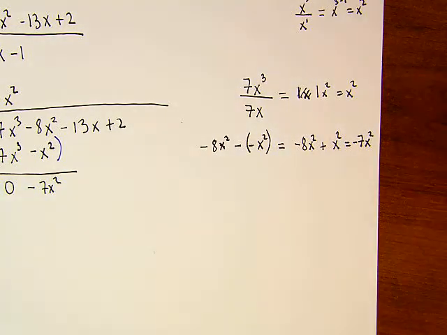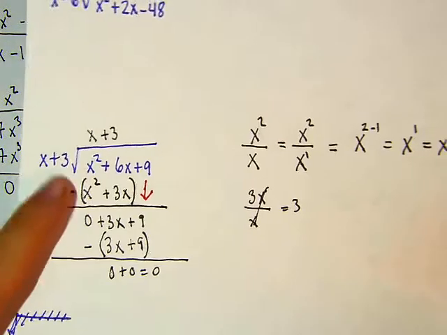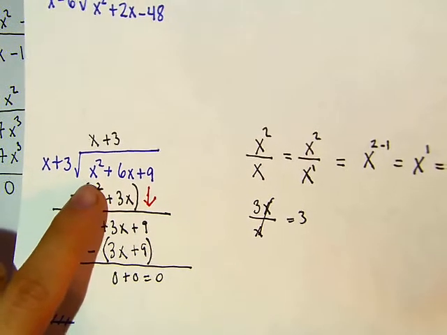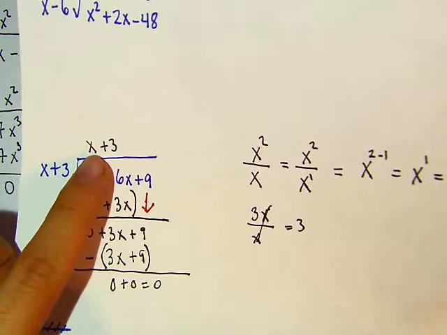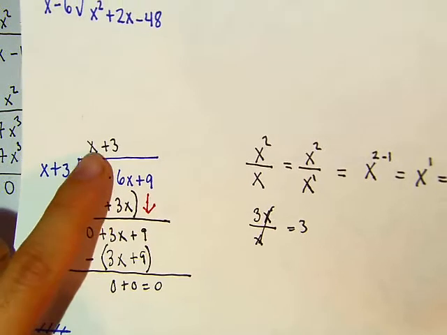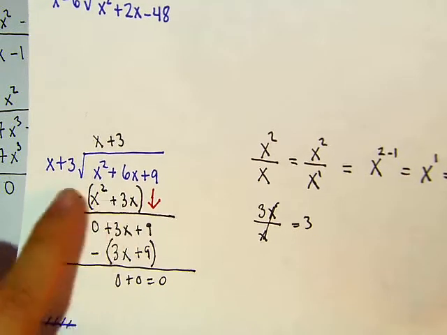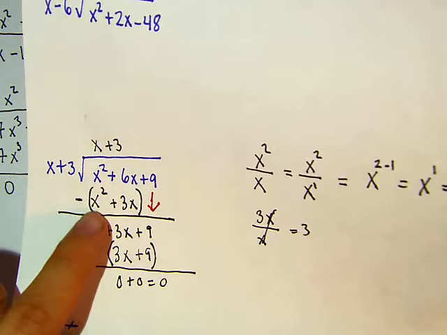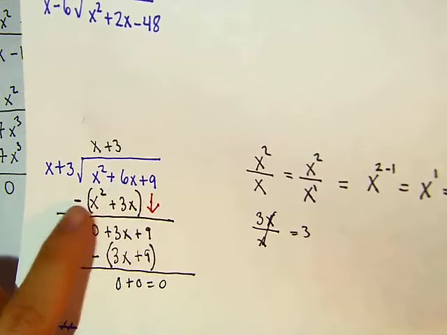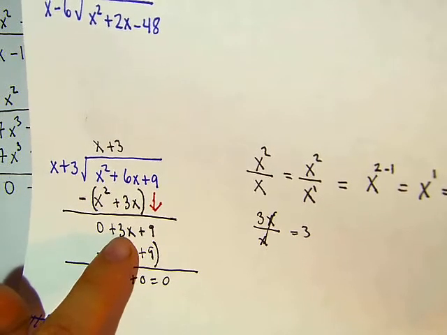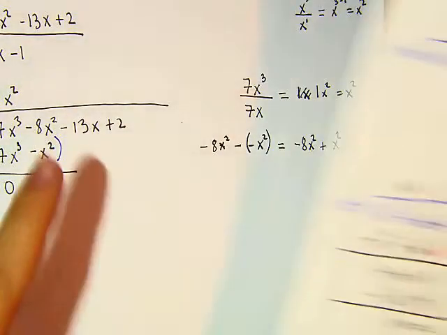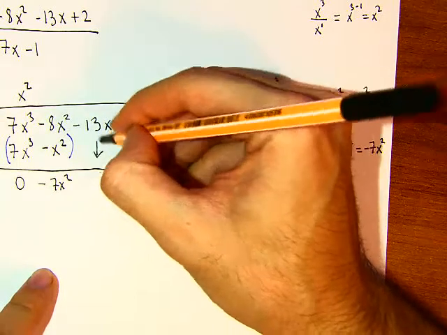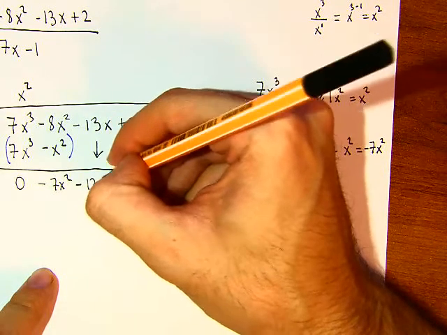So what did we do last time when we had this question, right? We had how many times does x go into x squared? It goes in x times. x times x is x squared, x times 3 is 3x, and then we took the whole thing and we subtracted, right? And then we got x squared minus x squared is 0. 6x minus 3x is 3x. And then what did we do? We brought the next thing down. So that's what you're going to do. You're going to bring the next thing down over here. And what are you going to bring down? You're going to bring negative 13x down.